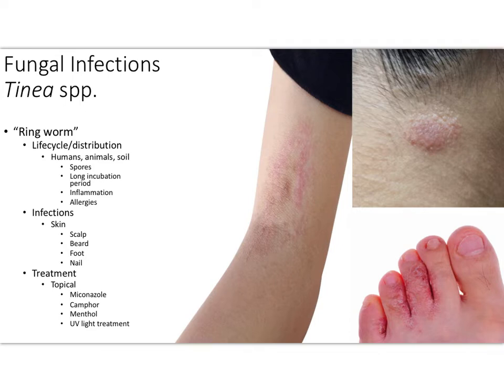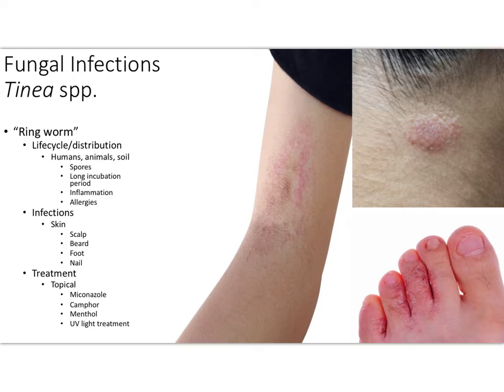In terms of the life cycle distribution of this particular organism, it is found on and around humans, it is found on and around animals, and it's also found in the soil. So there's a lot of different areas that we can potentially come in contact with this organism, and some of us probably even carry it in low numbers without it causing a problem for various periods throughout our lifetime.